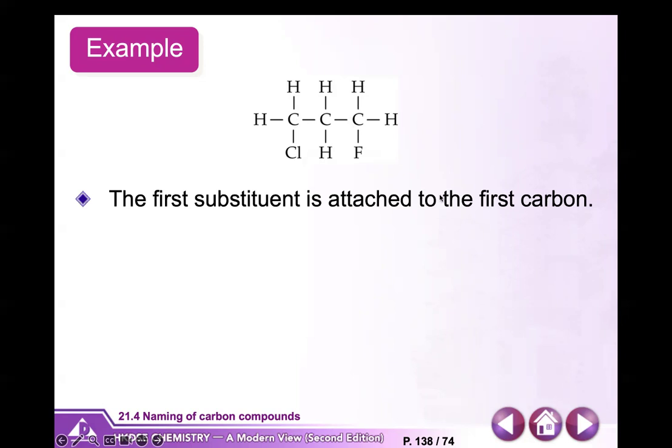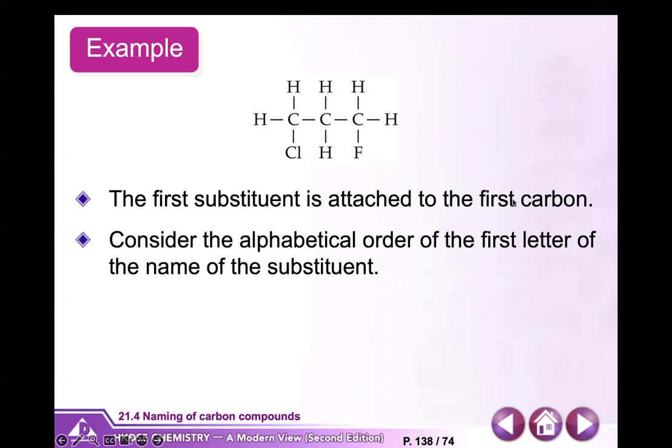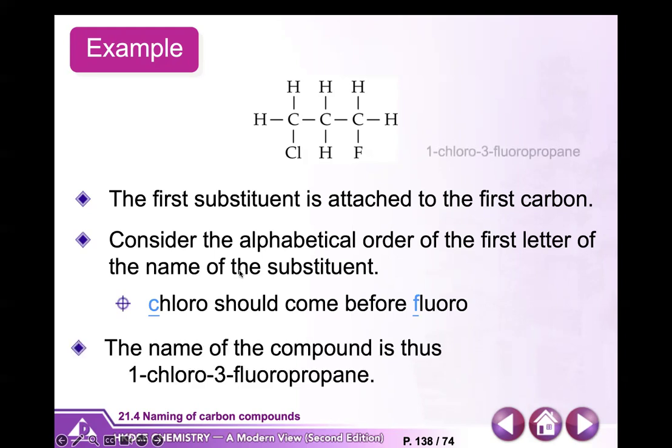The first substituent is attached to the first carbon. So we need to consider the alphabetical order this time. So the alphabetical order of the first letter of the name of the substituents. So chloro and fluoro. So we name it as 1-chloro because chloro goes first. We also assign the first carbon to the chloro group. So it is named as 1-chloro-3-fluoropropane.